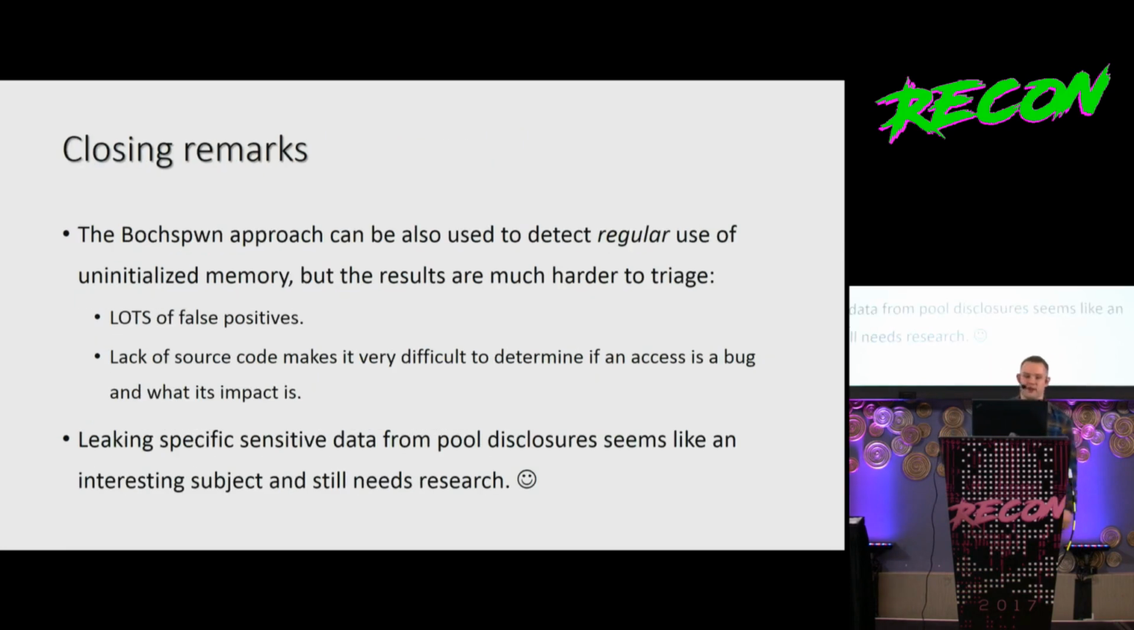Also, interestingly, Bochspwn can be used not just for detecting infoleaks, but also regular use of uninitialized memory. But the results, at least for Windows, are much harder to triage, because there are lots of false positives. And because we don't have the source code, it's really hard to figure out if a bug is really a bug and what its severity is.